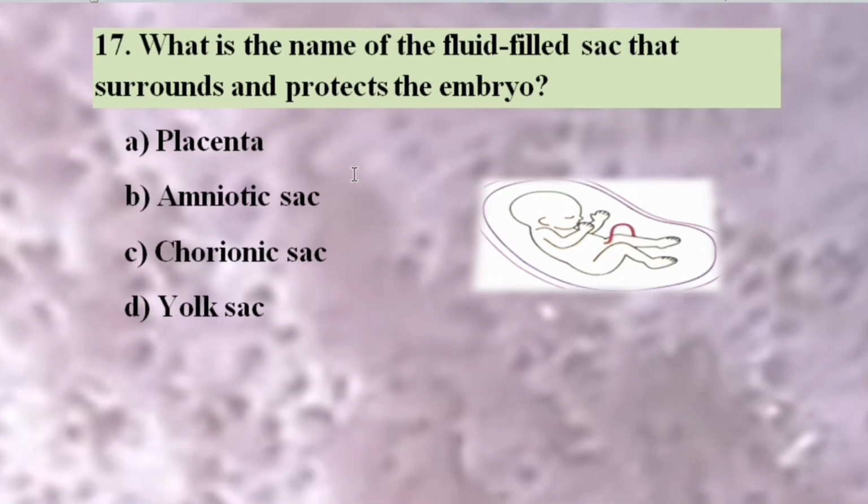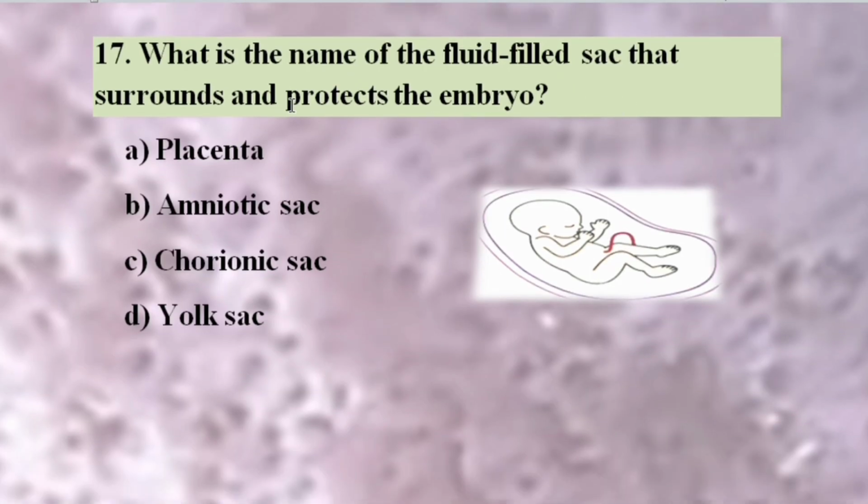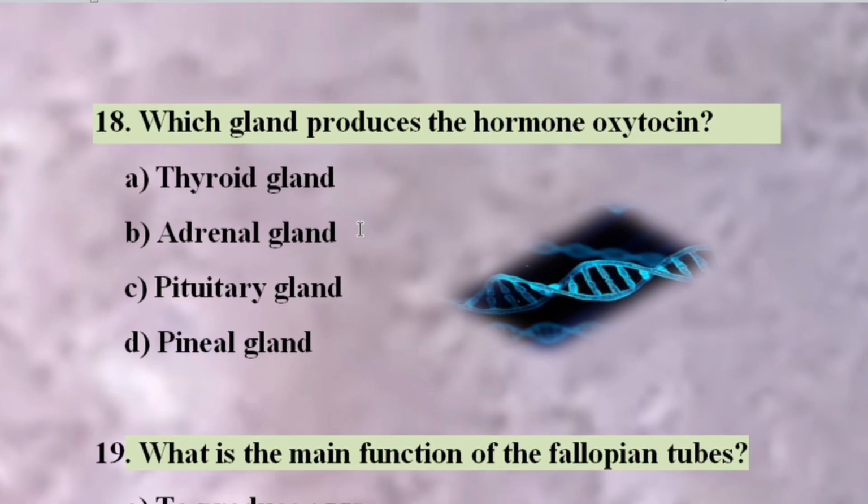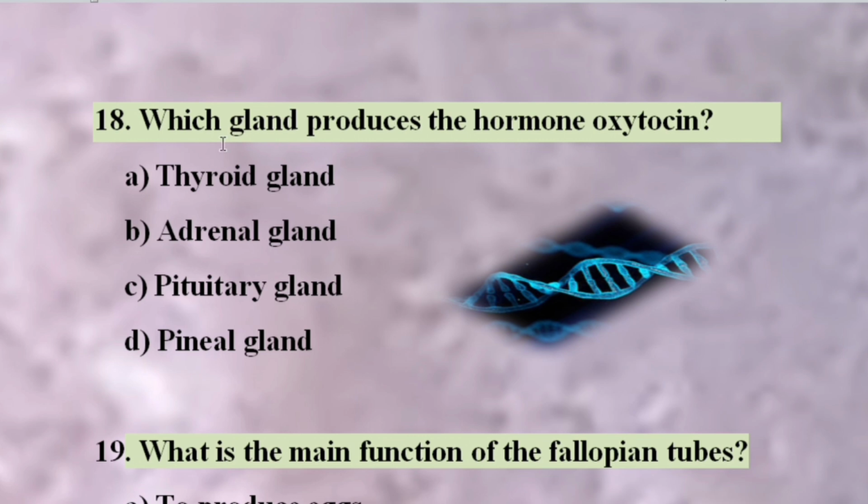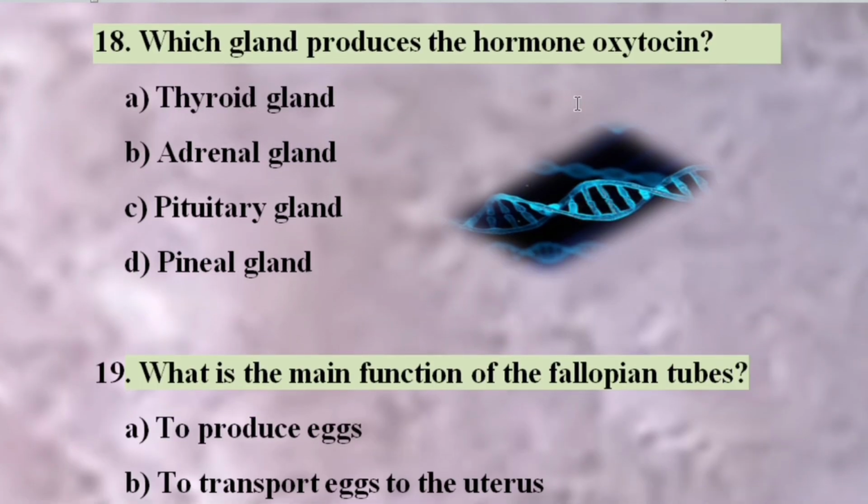What is the name of fluid-filled sac that surrounds and protects the embryo? Alpha, placenta; beta, amniotic sac; Charlie, chorionic sac; delta, yolk sac. So beta is correct, amniotic sac. Which gland produces hormone oxytocin? Alpha, thyroid gland; beta, adrenal gland; Charlie, pituitary gland; delta, pineal gland. So the right option is Charlie, pituitary gland produces hormone oxytocin.